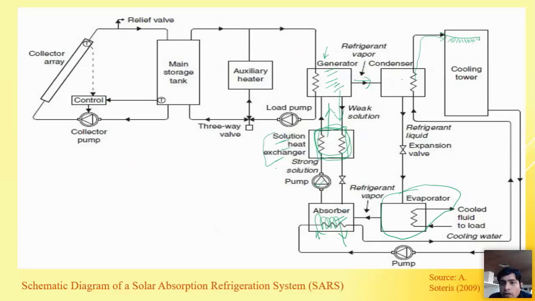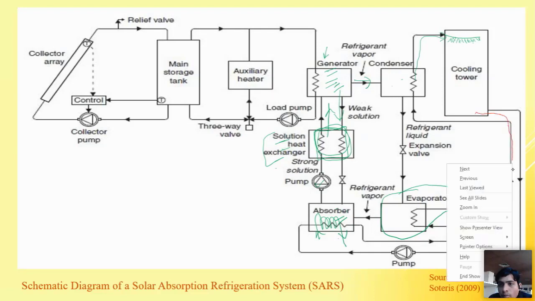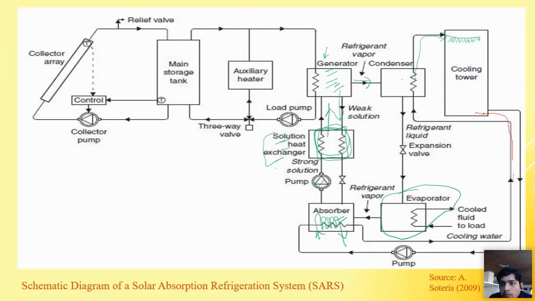So after the cooling tower, this cold water comes to the system. By pumping, we send this to the absorber to cool the solution. Again, it moves to the condenser. So with the help of a single channel, we are doing both.